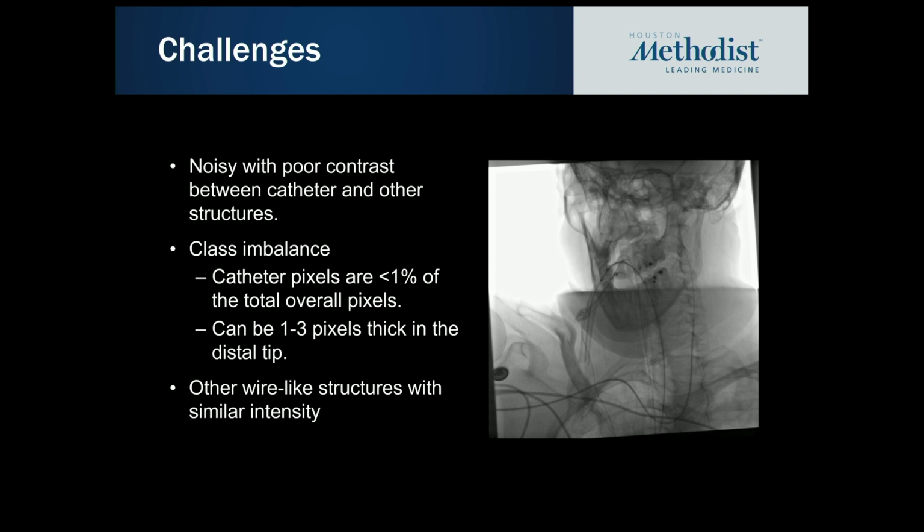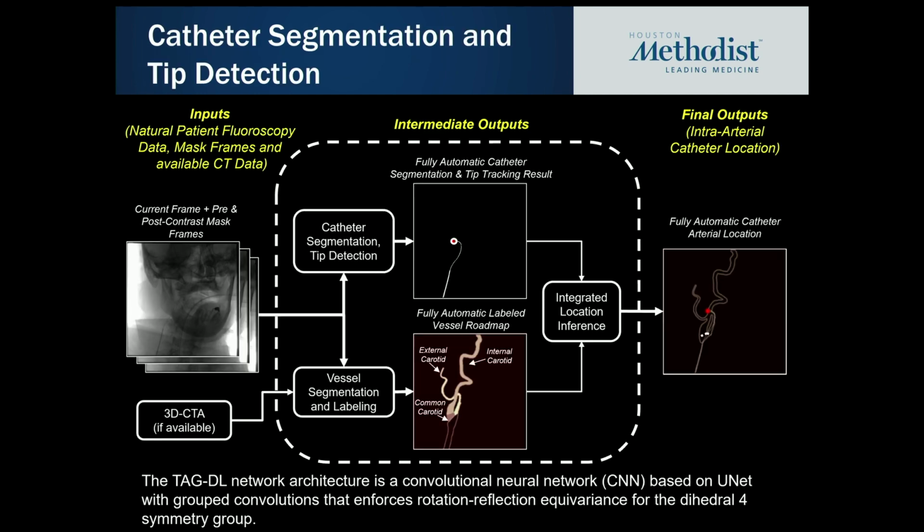And you have to be very accurate. The wire is about 1 to 2 pixels thick. Catheter pixels are less than 1% of the total pixels, and 1 to 3 pixels thick at the distal tip of the catheter. With all these challenges, without much time, we did develop a deep learning algorithm to solve this problem. We can track the catheter directly, just like Google guiding. You can guide the wire directly to locations, and you can even show the vessel.